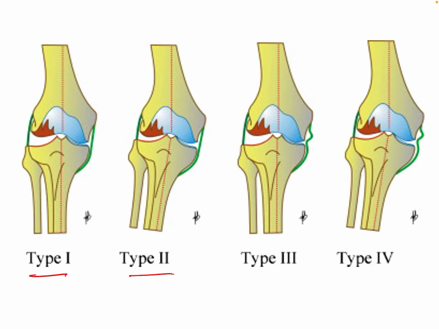So these are the various types of valgus deformity depending upon the severity. In the more severe cases, we can see attenuation of the MCL and involvement of the lateral tibial plateau.